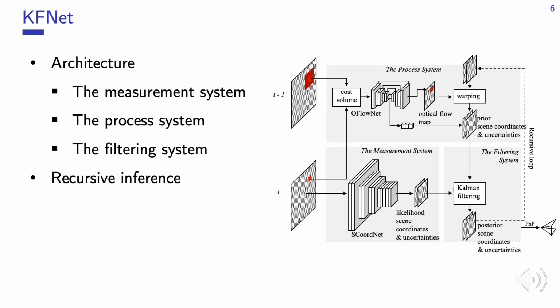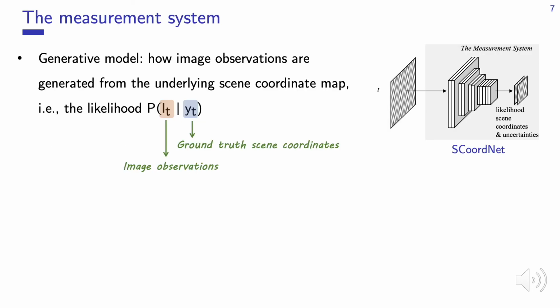We call the framework KFNet, which is composed of three subsystems: the measurement, process, and filtering system. It can give inference recursively. The measurement system is a generative model describing how image observations are generated from the scene coordinates. It can be denoted by the likelihood function.